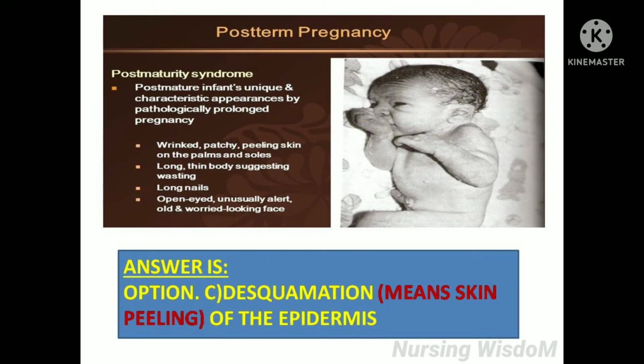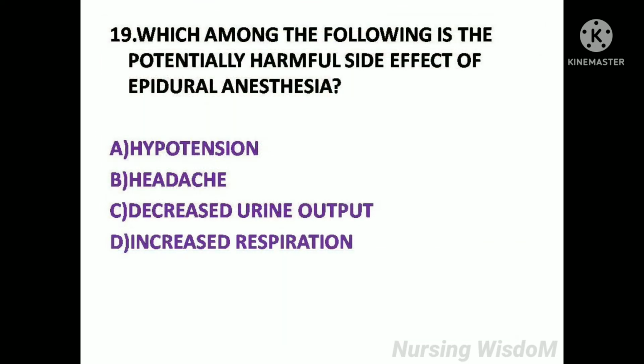Post-maturity syndrome. Post-mature infants have unique and characteristic appearances caused by pathologically prolonged pregnancy. Wrinkled, patchy, peeling skin on the palms and soles. Long, thin body suggesting wasting. Long nails. Open-eyed, unusually alert, old and worried looking face. So here the answer is option C, desquamation of the epidermis. Desquamation means skin peeling.